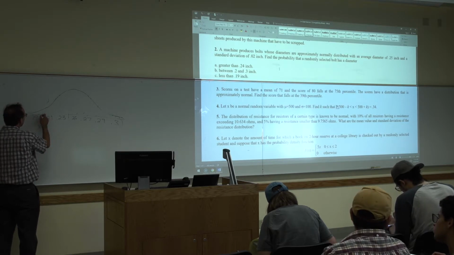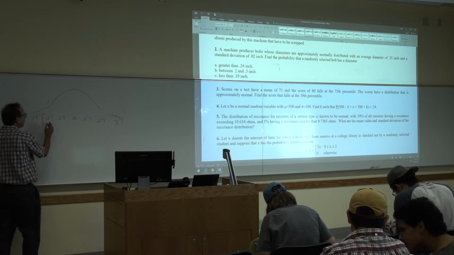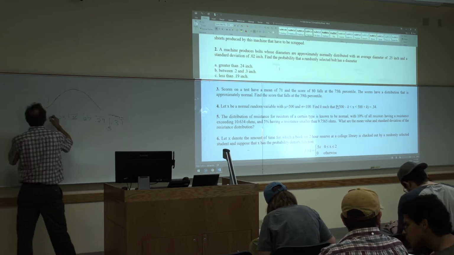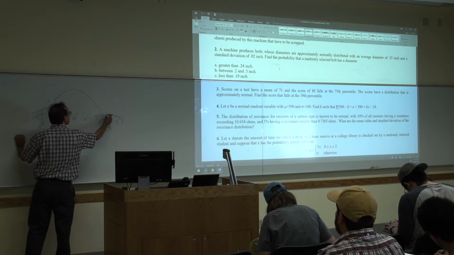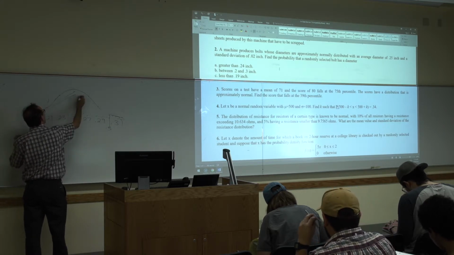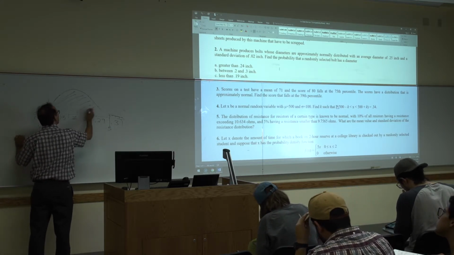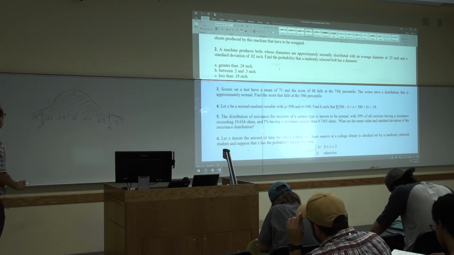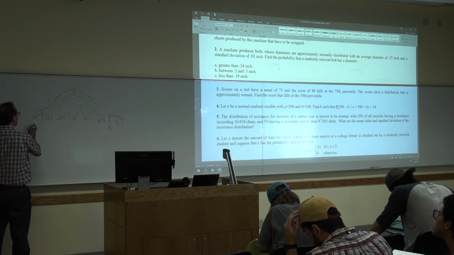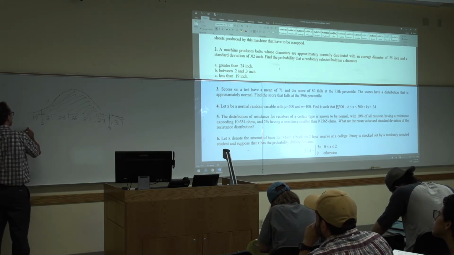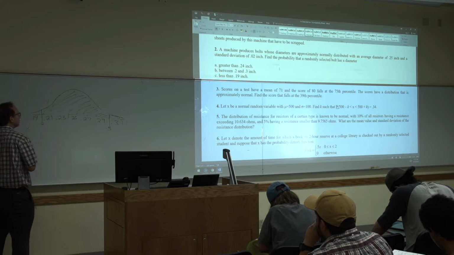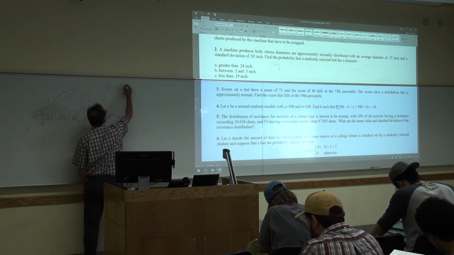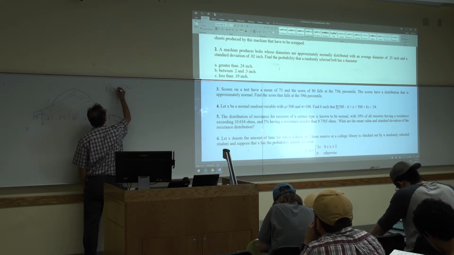Now in this one, so point 2 is over here. We'll say point 3 is about right here, let's say. So we want the area under the curve between point 2 and point 3. Okay? So the probability that x is between point 2 and point 3.